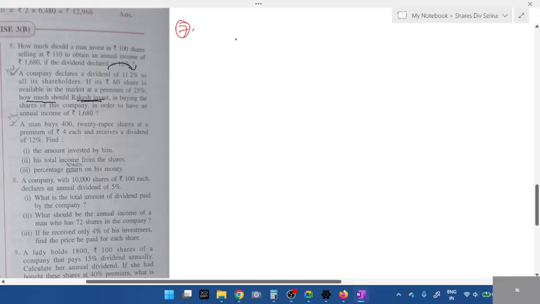A man buys 400. What is 400, students? Is any rupees given there? No, it's a quantity. They won't give "a man buys 400 shares", they'll just give 400. What is the nominal value? Yes, 20. And a premium of rupees is given. If the premium is 4, the market value is.